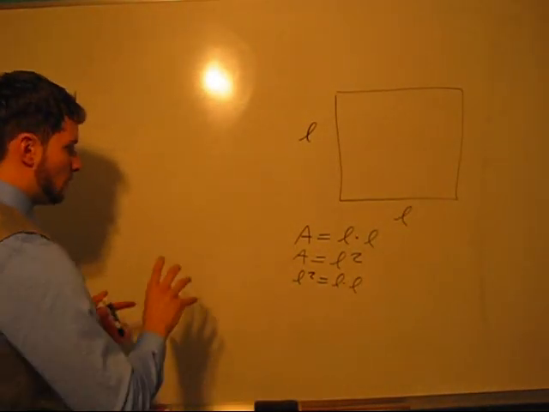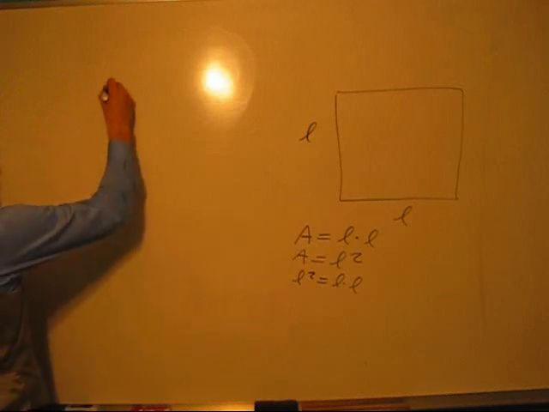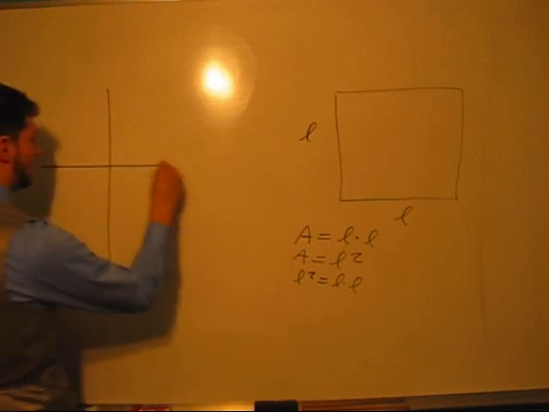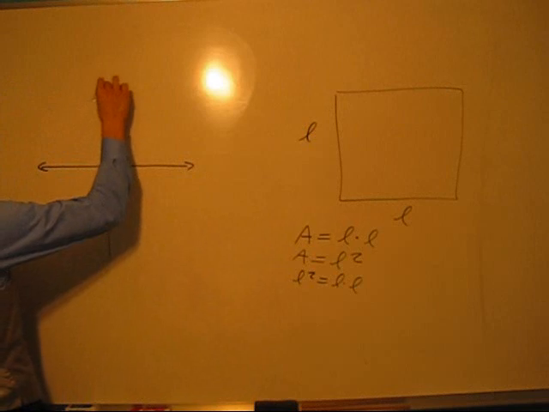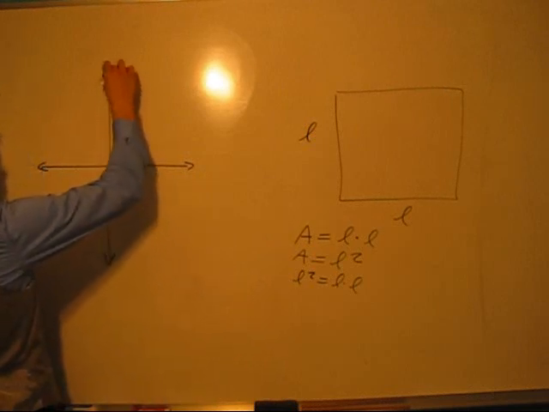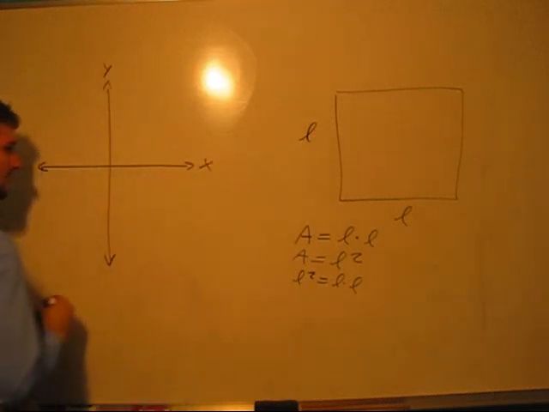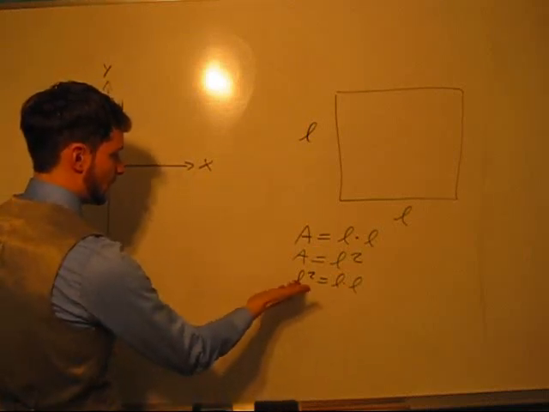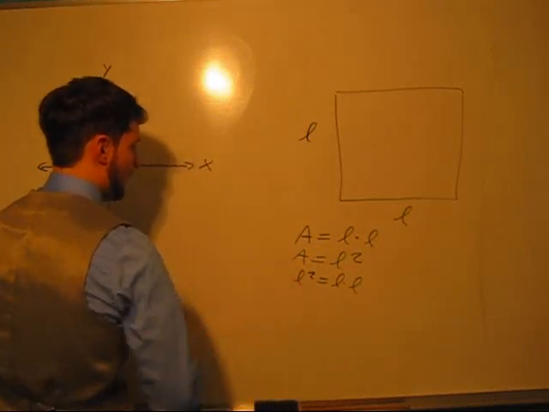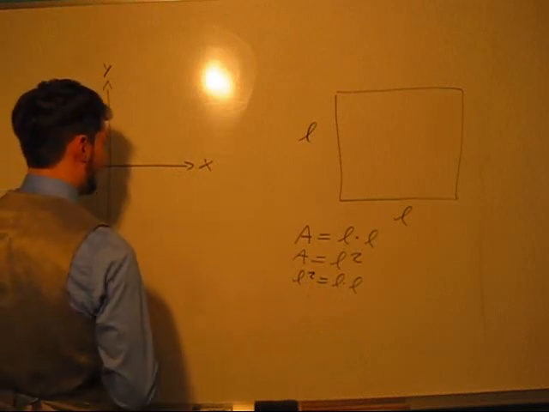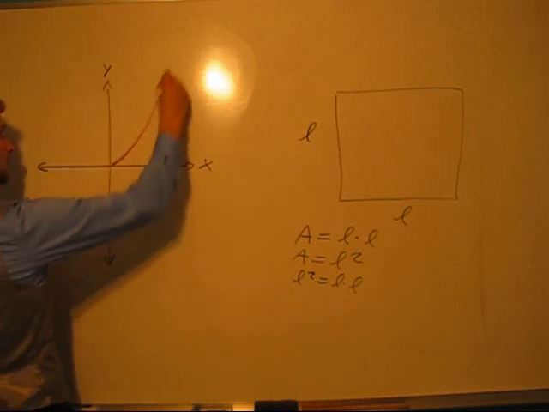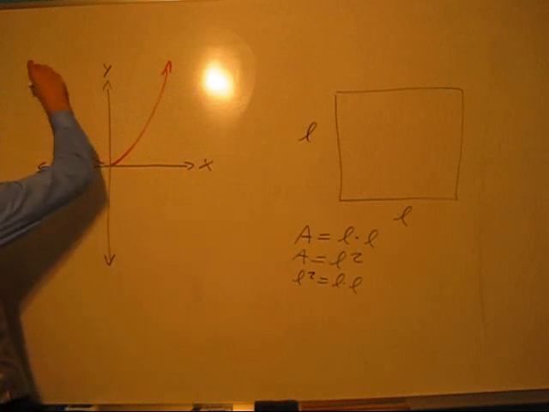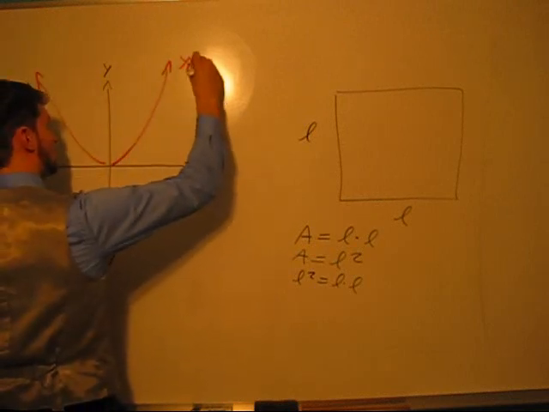If we wanted to plot a graph with coordinates x, y, such as the one given here, this is our y and this is our x-axis, that would illustrate the various solutions for any side length of x that we would have for its area. That graph would look something like this, where this is the graph of y equal to x squared.